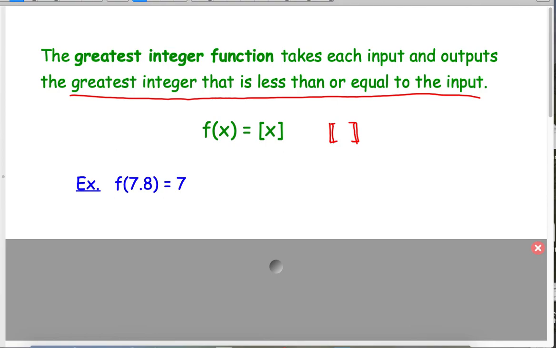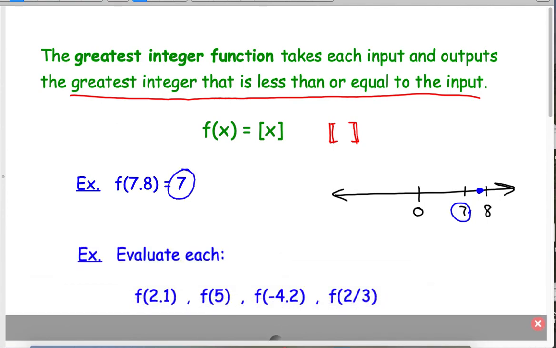So for example, if I said, for this function, what's f of 7.8? The answer is 7. And here's the way that I think is easiest to remember. If I have a number line, and that's 0, and I plot just integers, so here's 7, let's say, and here's 8. If I ask you what's the greatest integer of 7.8, which is right here, what's the closest integer to the left of that point? That would be 7. And so that's the answer.